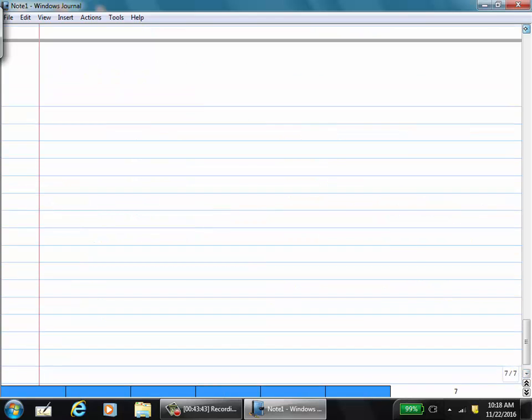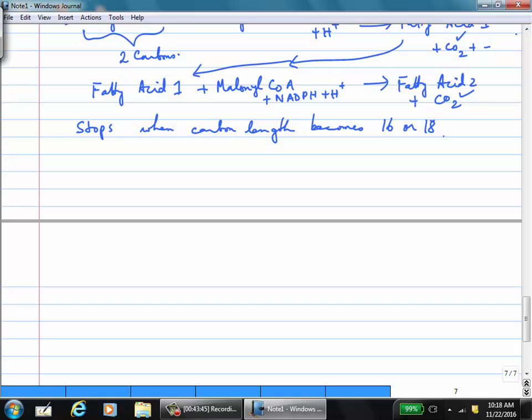Now the lipids make up the cell membranes. When you're looking at fatty acids, they can be either saturated or unsaturated. So, saturated versus unsaturated fatty acids. What's the difference? Unsaturated fatty acids have double bonds.